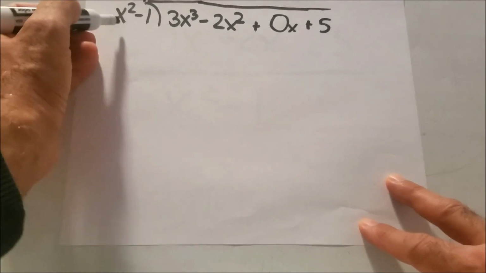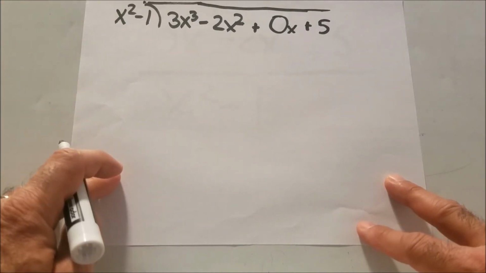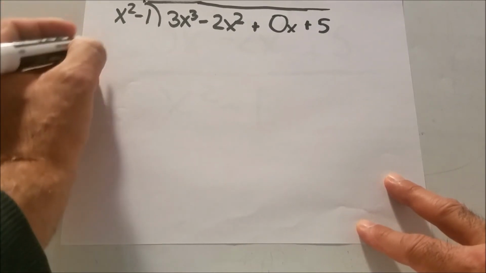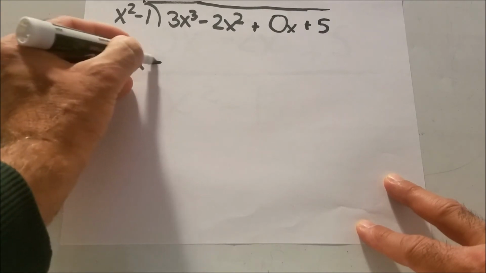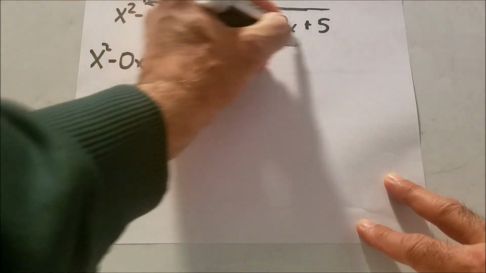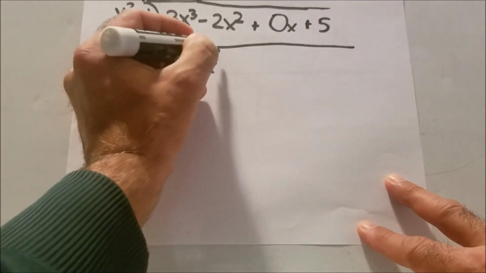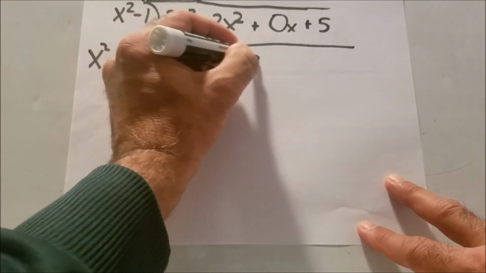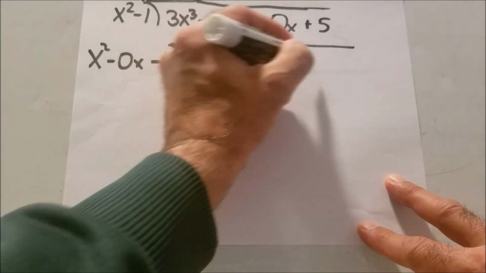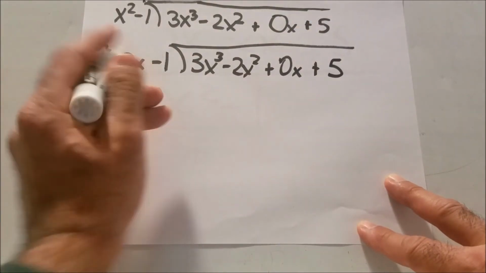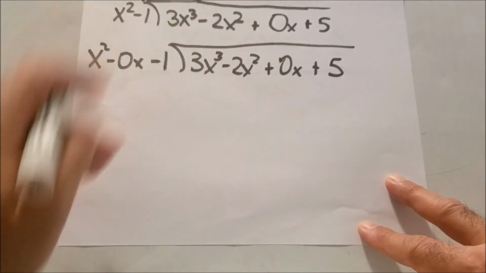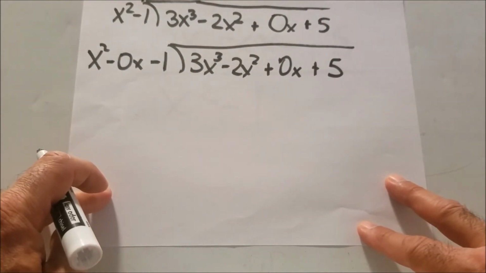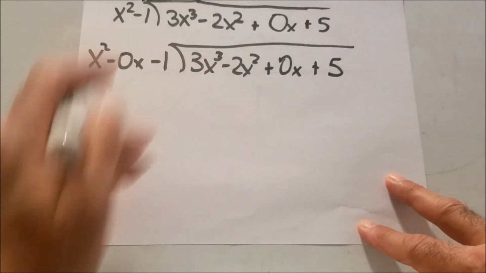But we have another problem. Look in the divisor. We're missing an x in the divisor. We have to leave that blank. So we're going to have x squared minus 0x again, minus 1. And we'll make this whole thing again: 3x cubed minus 2x squared plus a 0x plus 5. Now we have 3 terms. So that's where we'll start. We'll put our answer on top of the third term. Last time we had 2 terms, and we put it in the second term.